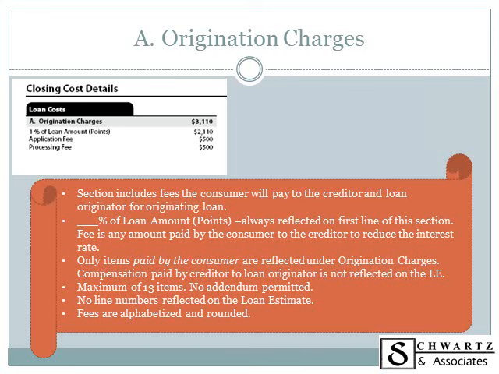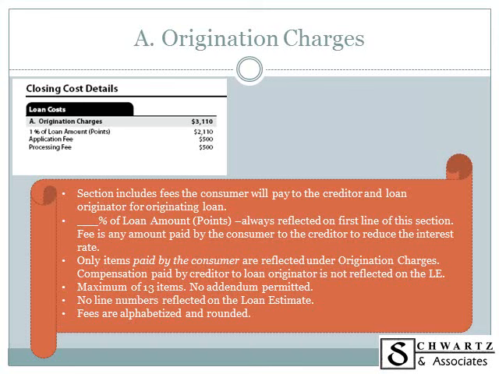Now for a section-by-section breakdown. We start with origination charges. This section should include any fees the consumer will pay to the creditor and loan originator for originating the loan. The first item here, percentage of loan amount, points, fee, will always be reflected on the first line of this section, regardless of if it is actually being charged. If there are no points charged, the dollar amount should be left blank. The fee is defined as any amount paid by the consumer to the creditor to reduce the interest rate.